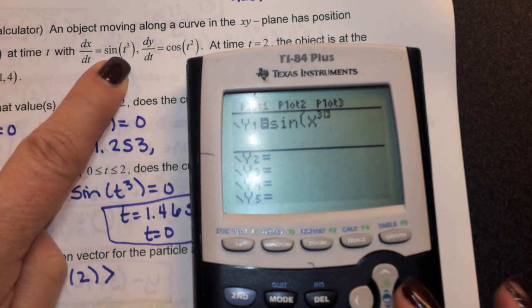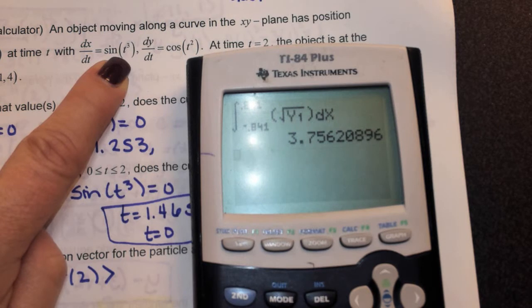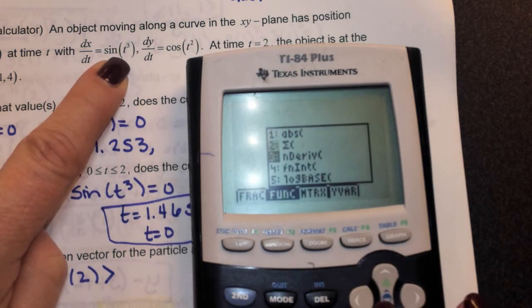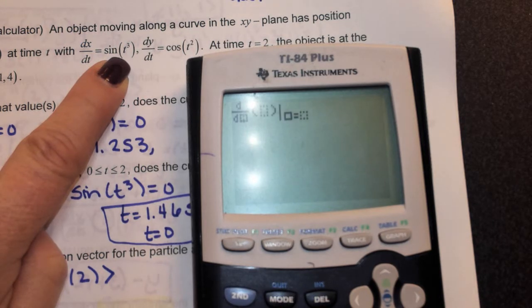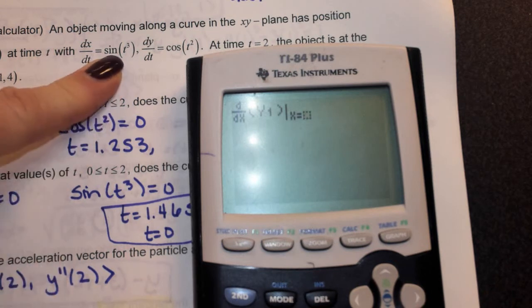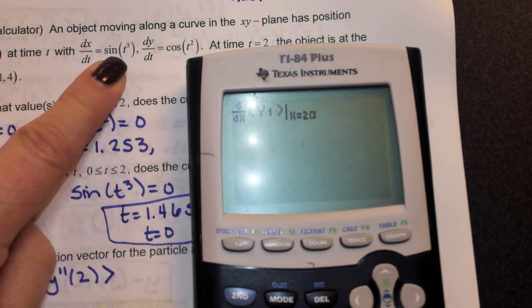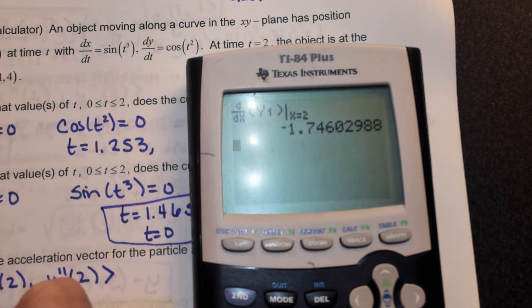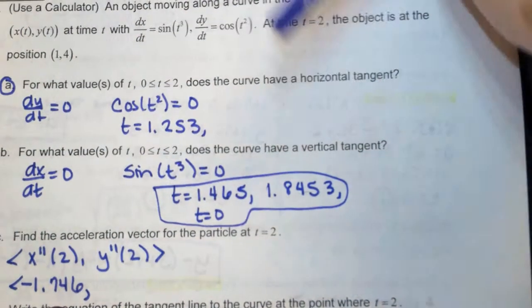So I'm going to type in my first derivative under y1. Then what I can do is go back to my home screen. I can go to alpha window, choose option 3, and derivative, and take the derivative of the function I loaded under y1. So then go to alpha, trace, and select y1. And again, I want to evaluate this at x equal to 2. So I end up with negative 1.746 as the acceleration vector's horizontal component.